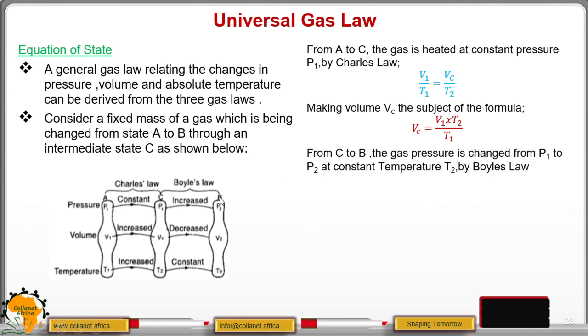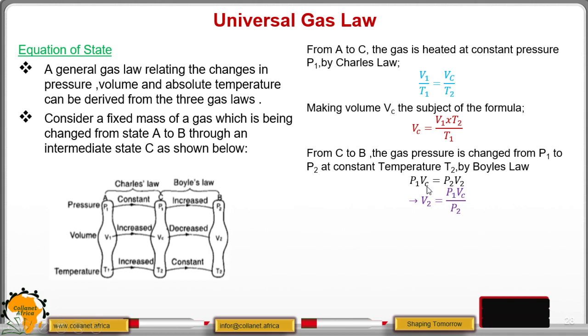Then from C to B, the gas is changed from P1 to P2 at constant temperature. So again we are applying Boyle's law, and according to Boyle's law, P1 V1 is equal to P2 V2. Because we are changing from C to B, the pressure is coming from P1 to P2, and the volume is coming from Vc to V2. So we have P1 Vc is equal to P2 V2. Making V2 the subject, we divide through by P2, and V2 is P1 Vc divided by P2.